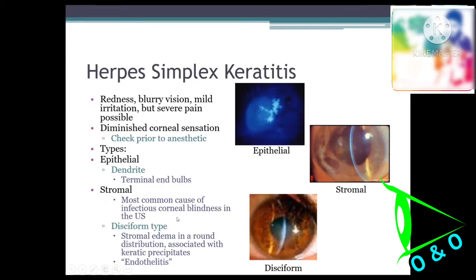Stromal keratitis is the most common form of herpes simplex keratitis, and it's actually the most common cause of infectious corneal blindness in the U.S. A subtype of that is disciform, which, it's a very blurry picture, but disciform type is stromal edema in a round distribution that's associated with keratic precipitates, so it's more posterior in the cornea. Another term that's thrown around is endotheliitis, so it's focused on the endothelium with disciform keratitis.